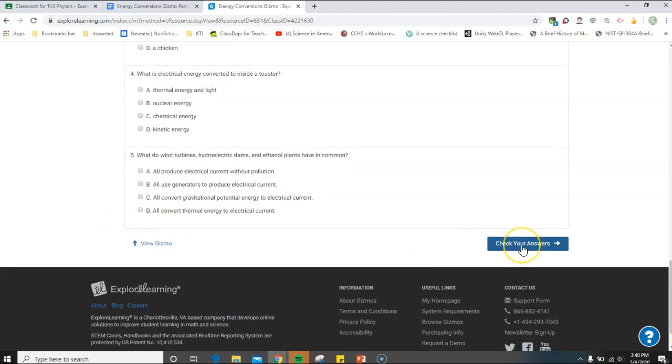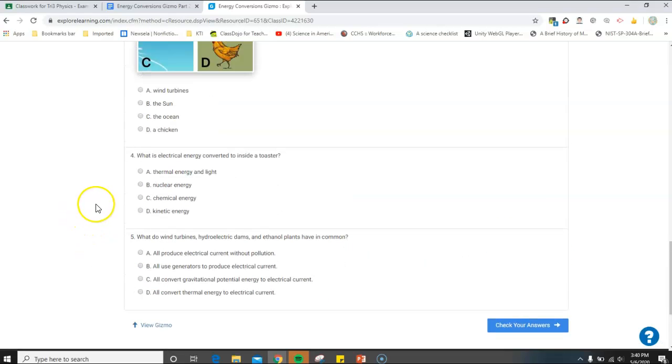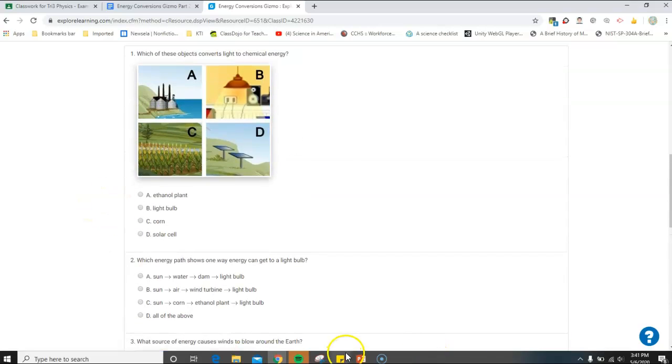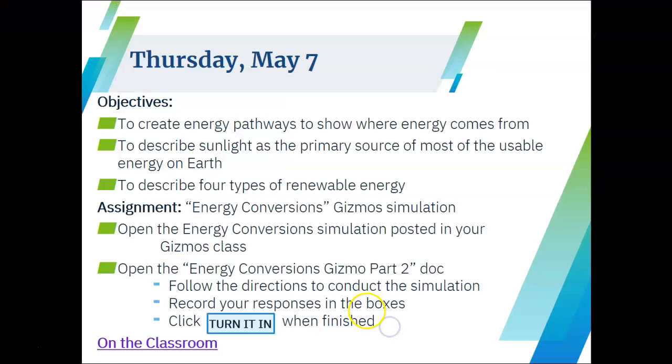And then when you check your answers, actually stick around to see the questions that you got right or wrong and see what the correct answers are, because you may very well see these in the end of the week quiz. All right, so speaking of the end of the week quiz.